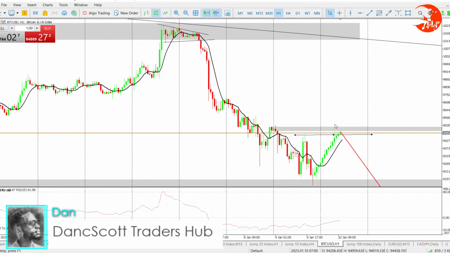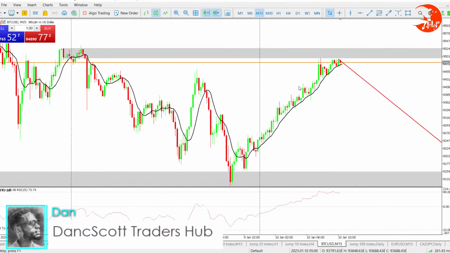So that's why we can clearly see that this is a level where we anticipate sales from, because this is not that significant to be a change of character right here. So I will be looking for sales right on that very resistance level on H1. And of course, confirmation is on M15.